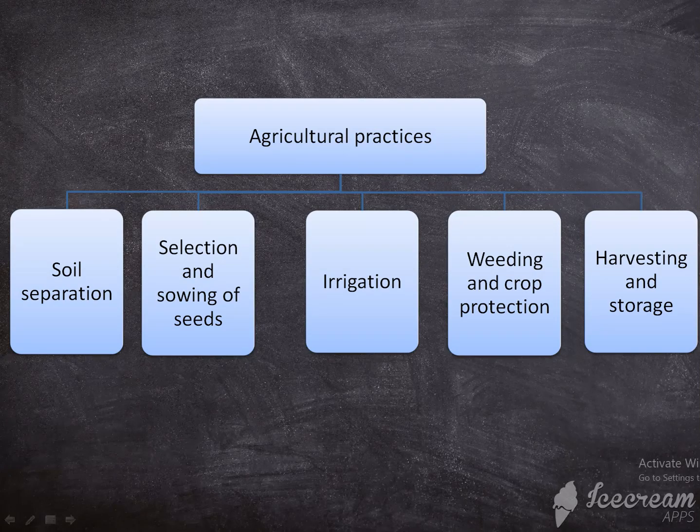So, in the first lesson, crop production, there are 5 steps in the agricultural practices. They are soil preparation, selection and sowing of seeds, irrigation, weeding and crop protection, and harvesting and storage. So these are the 5 agricultural practices that the farmers have to follow while growing plants. In the last class we studied soil preparation.